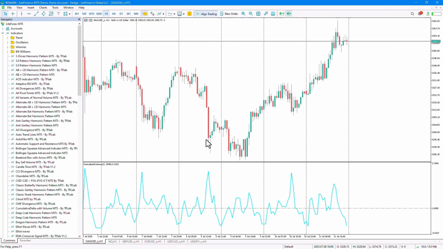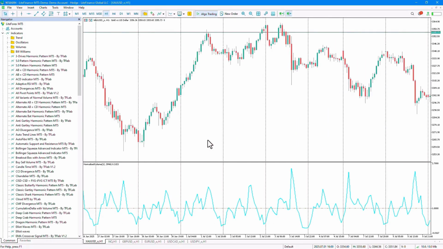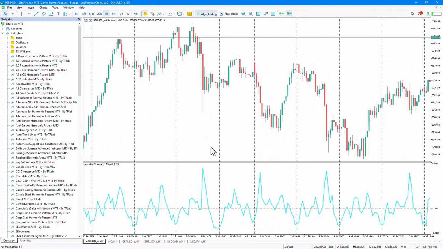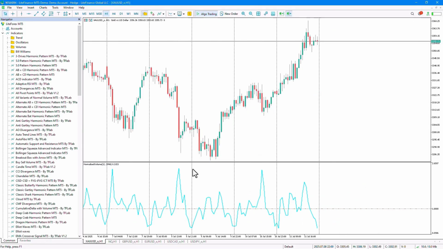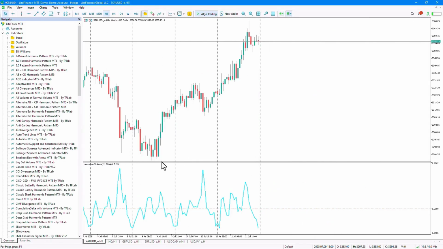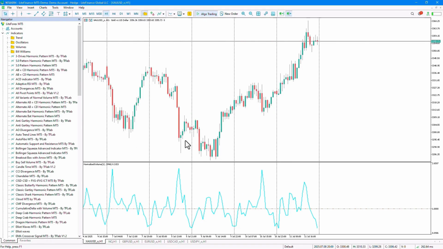The all variants of normal volume indicator is a special and practical tool for identifying trend strength and the strength of candles in the market. By using this indicator, traders can assess the strength of the trend and, in the event of a trend reversal, be alerted to the change in trend.